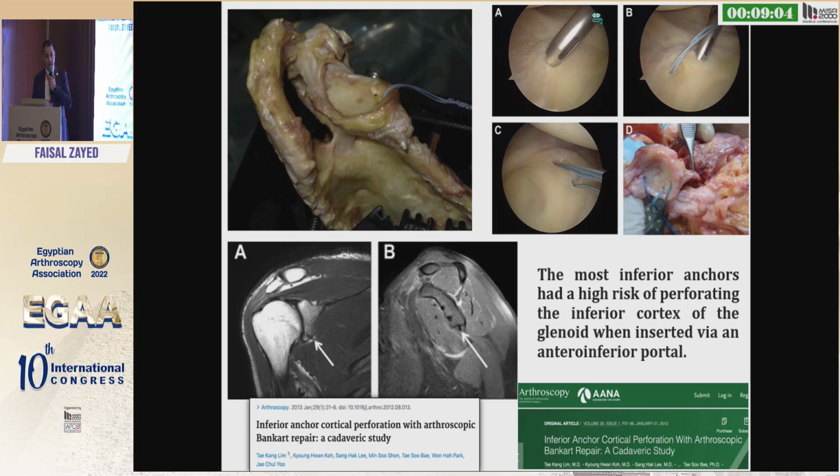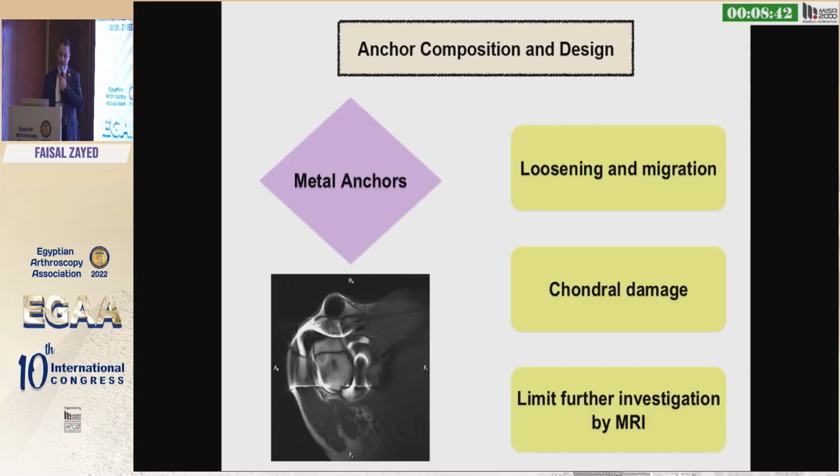When putting the inferior anchor, you must keep in mind the most inferior anchor may penetrate the inferior glenoid and may injure the axillary nerve, especially if you put the inferior anchor through the anteroinferior portal, like in this case. Metal anchors may lead to loosening and migration, chondral damage, and limit further investigation by MRI.